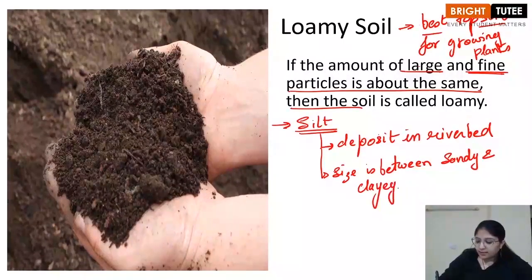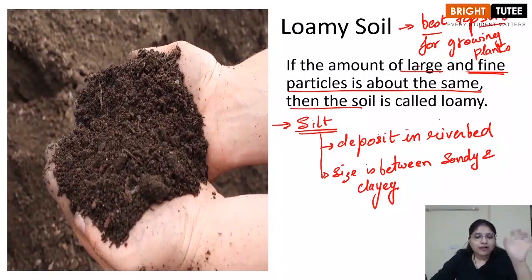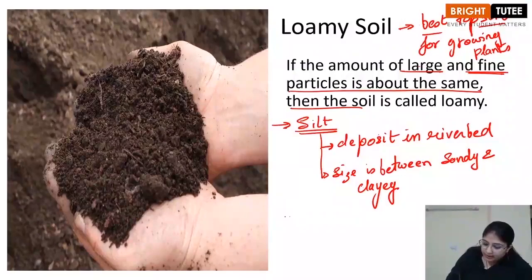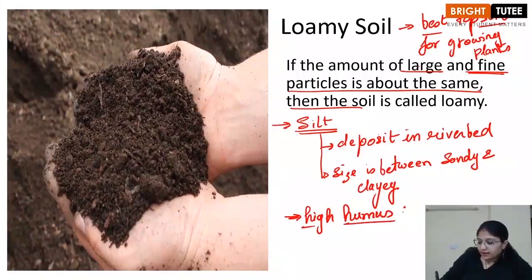So silt has particles which are between the size of sandy and clay soil, which is a very good size because it does not allow high water retention or high water drainage. That is why it becomes quite a good soil for growing plants. Apart from that, this kind of soil has high humus content, and we already know that high humus content is really important for the growth of the plant.